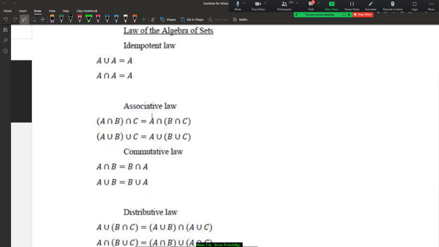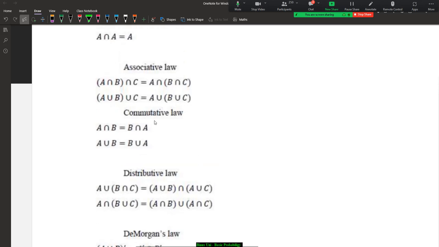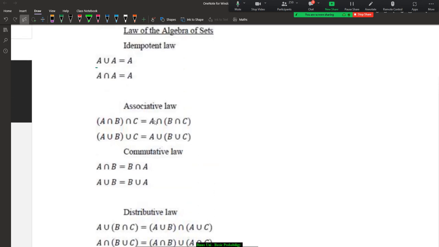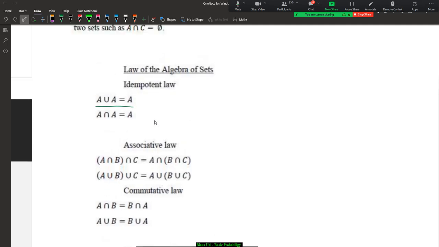So there are some laws of set algebra. We have idempotent law, associative law, commutative law, distributive law, and De Morgan's law. Basically, these are straightforward laws. A union A is equal to A, A intersect A is equal to A. You can find this in statistics books. They will give you the laws of set algebra.